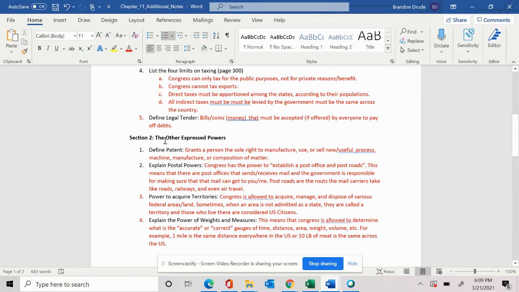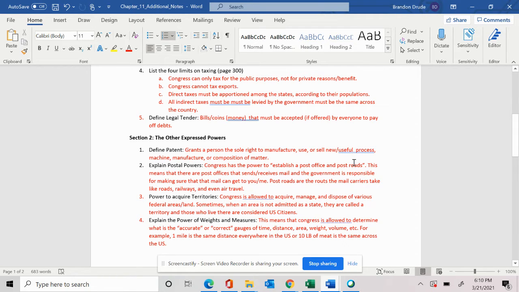Congress also has the power of postal powers. Congress has the right to establish post offices. That's like the place where we send our mail and we get it and send it out. So you see those across the United States. But Congress also has the right to post roads.